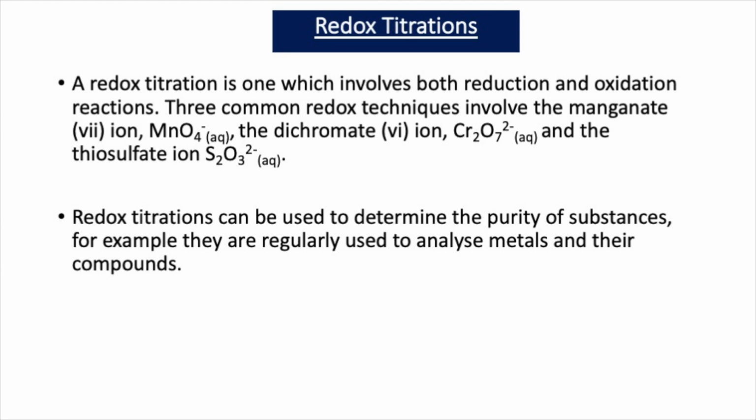Now, in this video you're going to come across thiosulfate being used as a reducing agent. A reducing agent is a substance that causes another to gain electrons. Redox titrations can be used to determine the purity of substances. For example, they're regularly used to analyze metals and their compounds. In this video, we're going to focus on how redox titrations can be used in the analysis of copper 2+ ions. And in these redox titrations, we're going to be using sodium thiosulfate as a reducing agent.